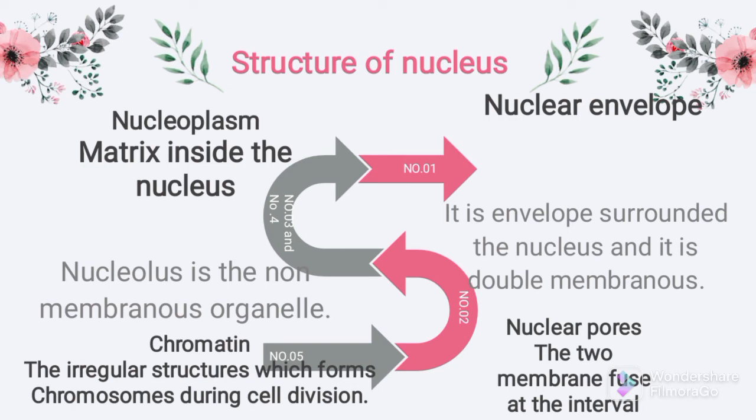So chromatins are irregular, non-visible structures, and they regularize and condense themselves during cell division and become visible. Then they are known as chromosomes. But before cell division, this material is known as chromatin. So the nucleus contains the chromatin inside, which forms chromosomes during cell division.